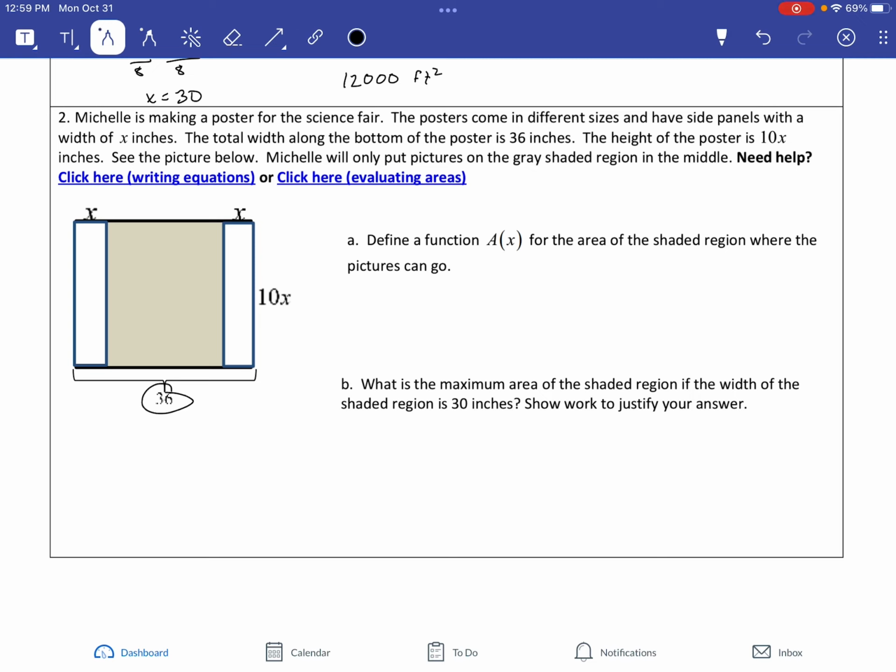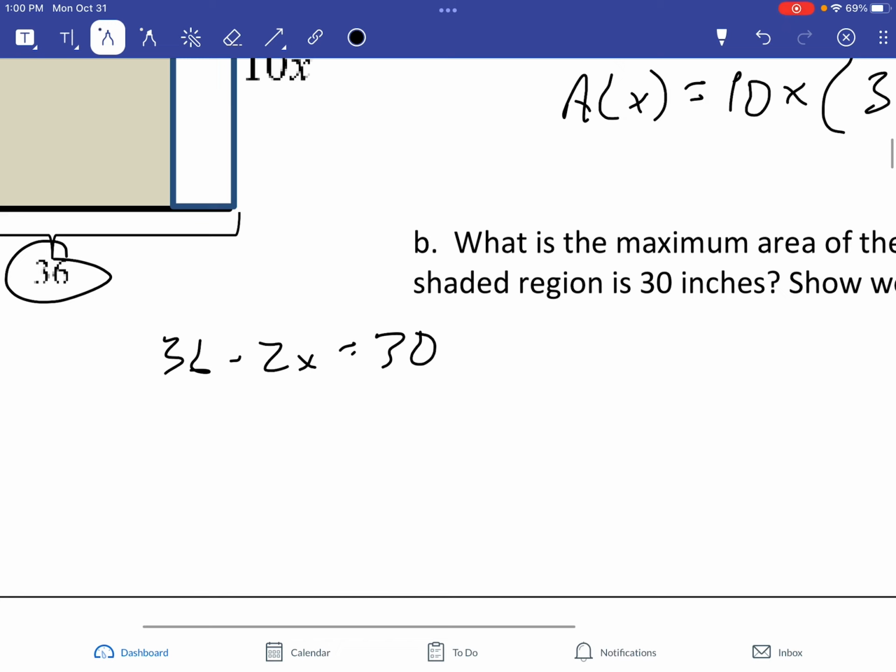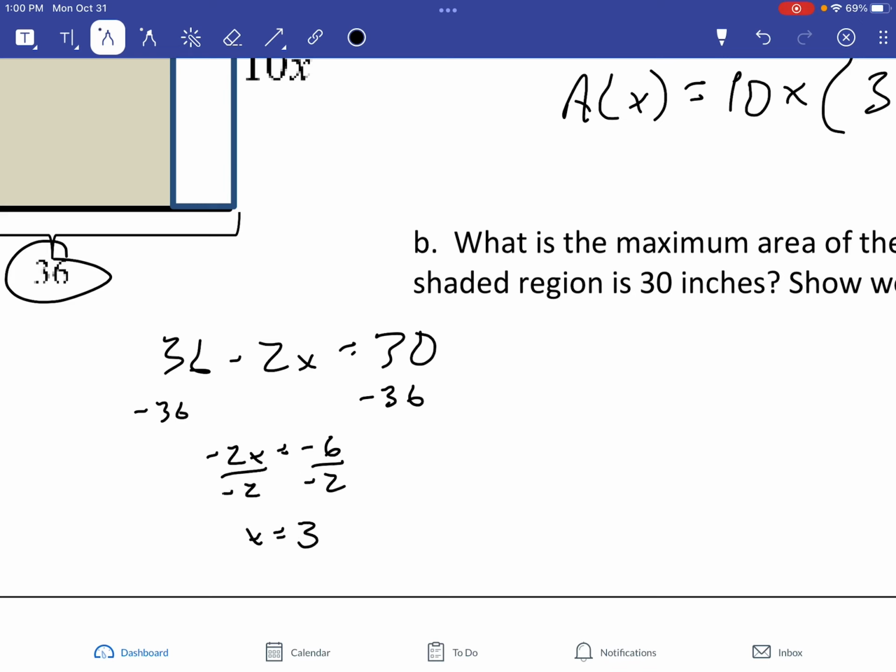We have a total of 36. We're taking out 2 white spots that are x wide each. So they are 2x, because there's 2 of them. So our area is going to be the height, which is 10x, times 36 minus 2x. What's the maximum area of the shaded region if the width of the shaded region is 30 inches? So we're going to take 36 minus 2x equals 30. I'm going to subtract 36 from both sides. So you get negative 2x equals negative 6. Divide by negative 2 on both sides, and x will equal 3.